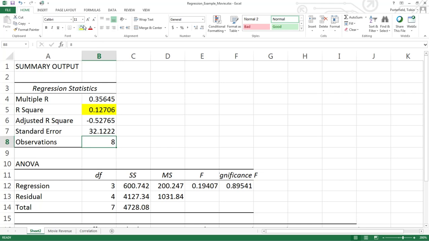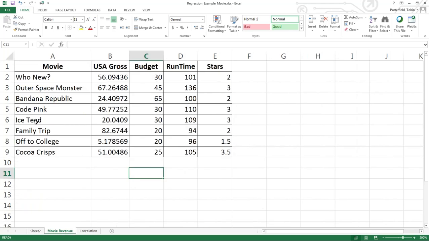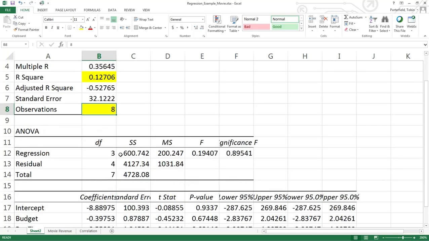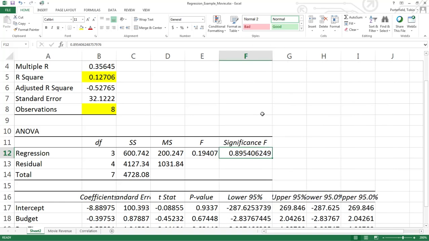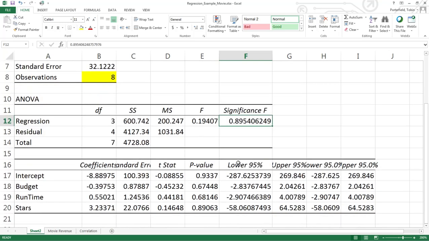The other thing I like to look at is the observations. There should have been 8 movies in my analysis. I'm going to go over here and check. 2, 3, 4, 5, 6, 7, 8. Yes, that is correct. Just a checkpoint. The significance F is somewhat important, and the general target is you want a number that is smaller than 0.05, and we do not have that in this case, so this is not a very strong regression.